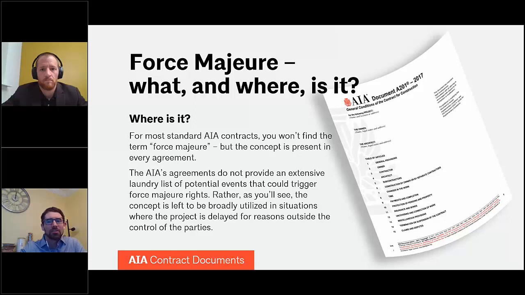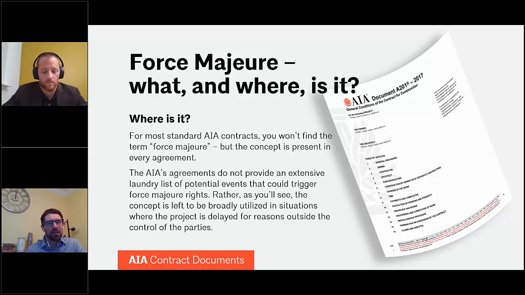As I said, we're going to talk about where force majeure is, and it's sort of a trick question because in the AIA contract documents, the term force majeure doesn't appear. Specifically in the A201 general conditions, you won't find the term force majeure, but you will find the concept of the allocation of risk for contractor delay. You'll find that in a couple of articles that we're going to talk about here in a little bit.